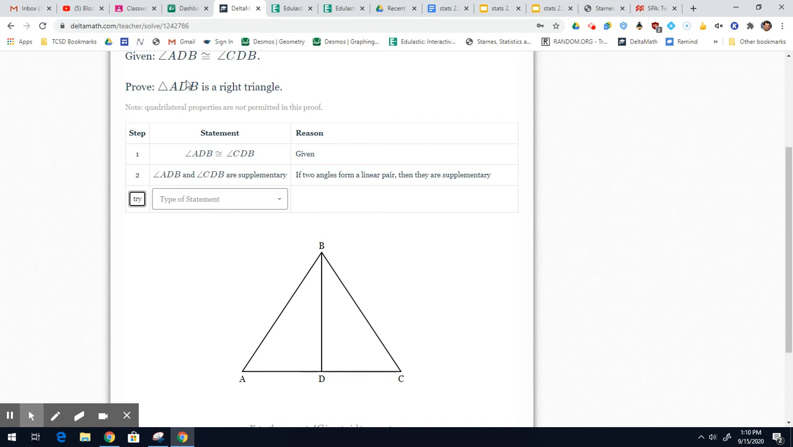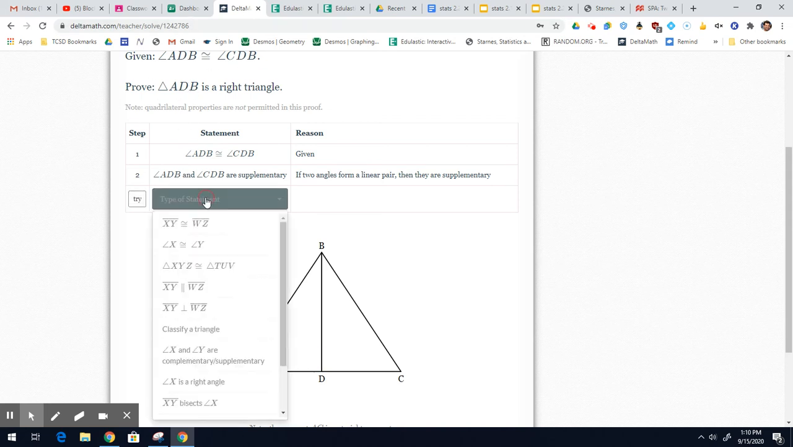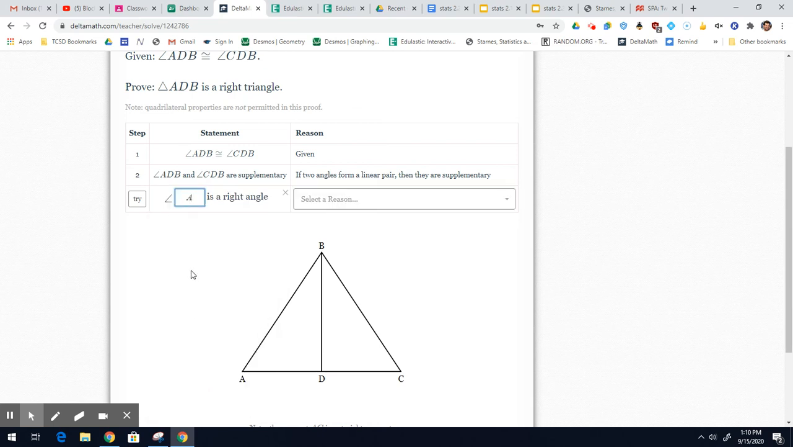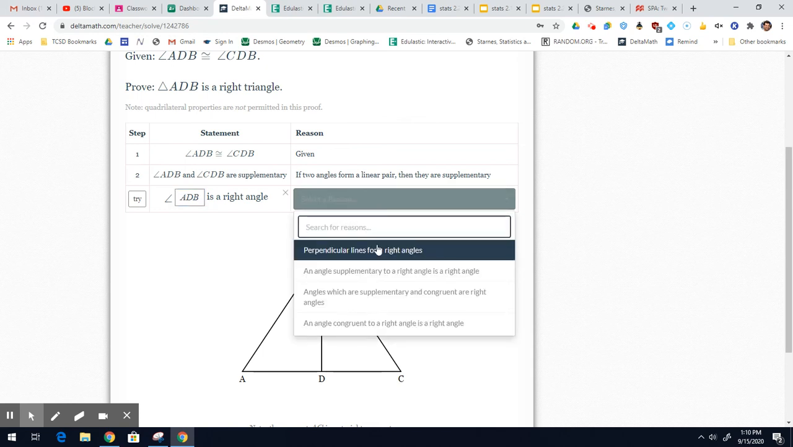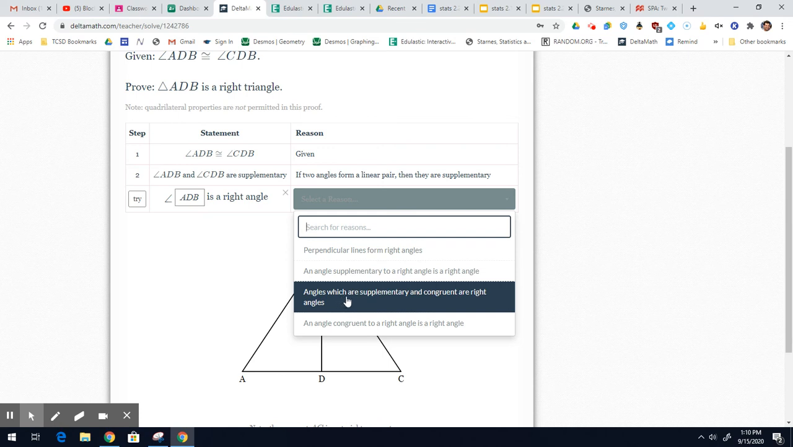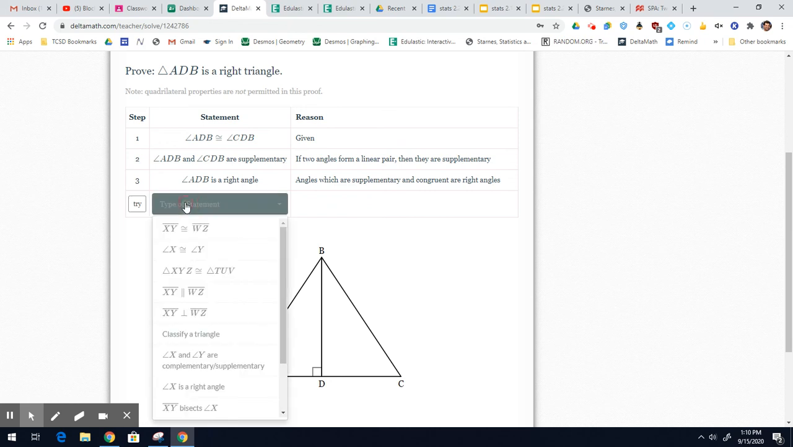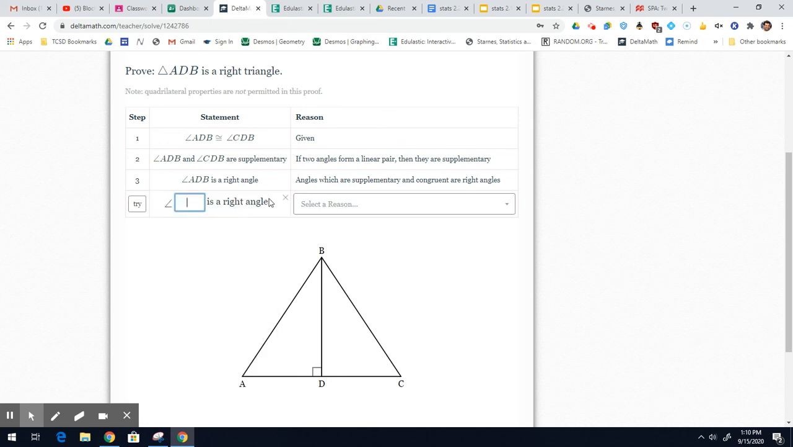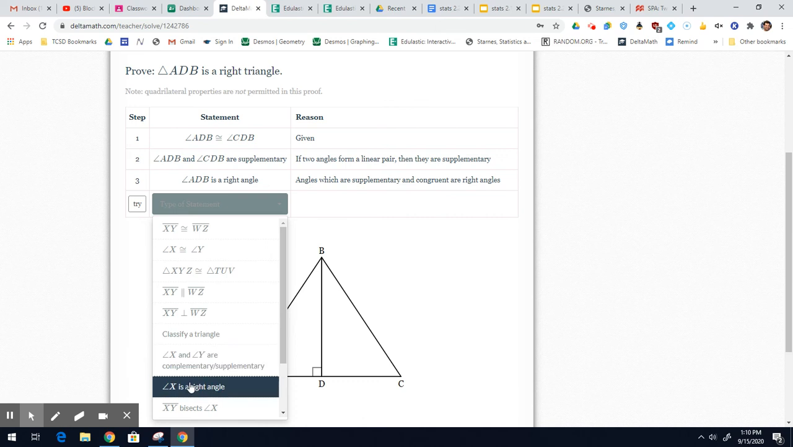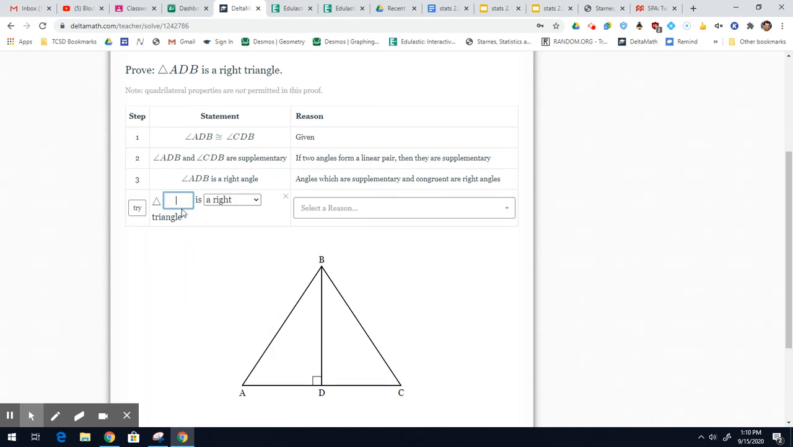Since angle ADB is in triangle ADB, let's say that angle ADB is the right angle right here. Angle ADB is a right angle. And let's see what the reasons could be. So angles which are supplementary and congruent are right angles. So that's an idea. Try it. There you go. And now that angle ADB is a right angle, that means that this triangle is a right triangle. Not angle, sorry, triangle. Classified triangle, here we go. So triangle ADB is a right triangle.